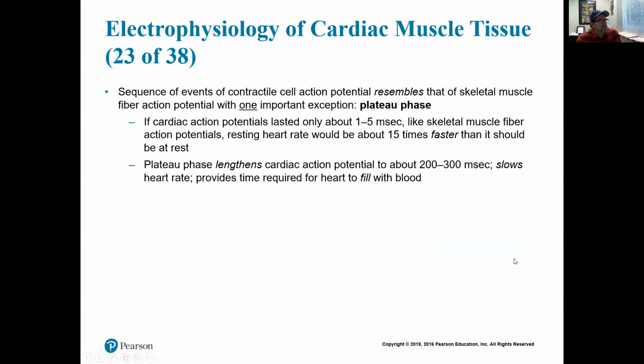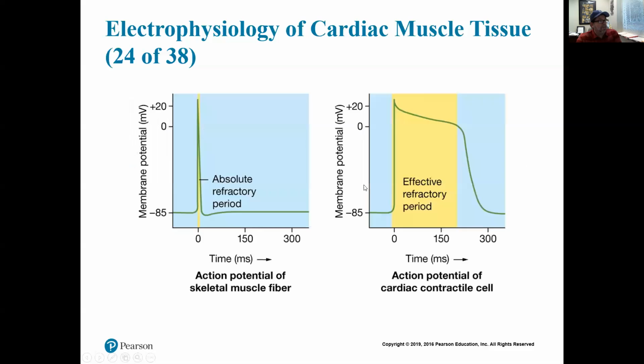And so what you end up with is this cool thought here. Look, this sequence of events of contractile cells potentially resembles that of a skeletal muscle cell, with one important exception. If a cardiac action potential lasted only 1 to 5 milliseconds like skeletal muscle, resting heart rate would be 15 times faster than it should be. This plateau phase lengthens the cardiac action potential to 200 to 300 milliseconds instead of 1 to 5 in skeletal muscle, and that slows the heart rate and provides time required for the heart to fill with blood before the ventricles contract and pump the blood out.